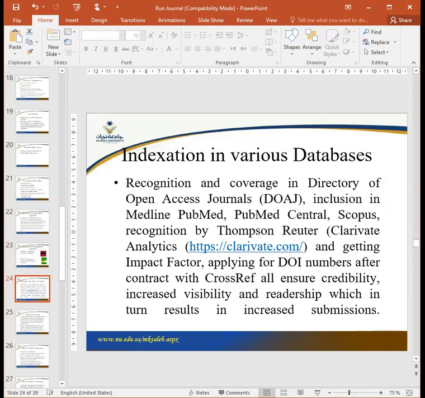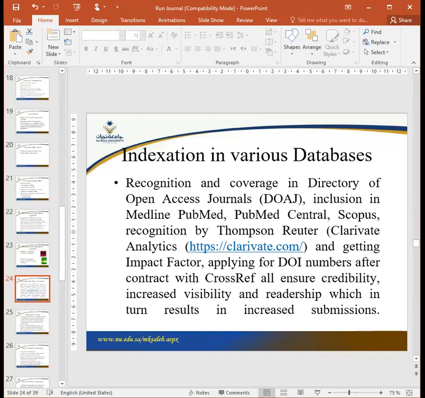Indexation in various databases. Recognition will include coverage in the Directory of Open Access Journals, DOAJ. This would also include MEDLINE, PubMed, PubMed Central and Scopus. Also recognition by Thomson Reuters, which is Clarivate Analytics, for getting an impact factor. We will apply for a DOI number after a contract with Crossref. All of this ensures credibility, increased visibility and readership, which in turn results in increased submissions.